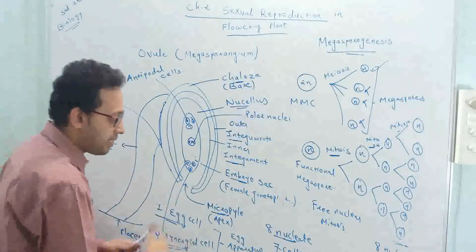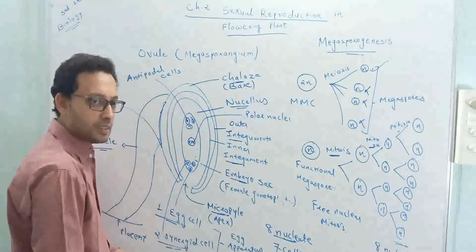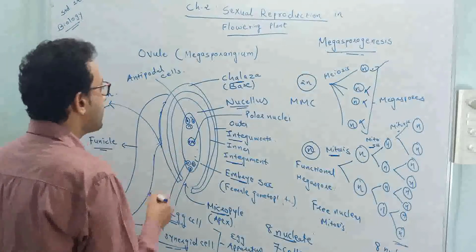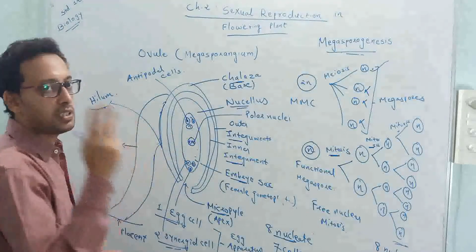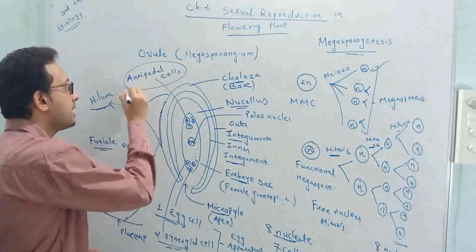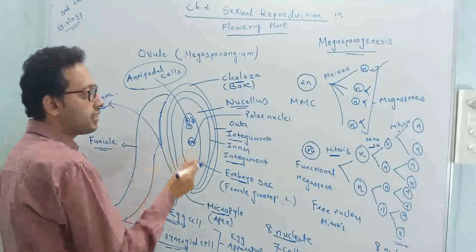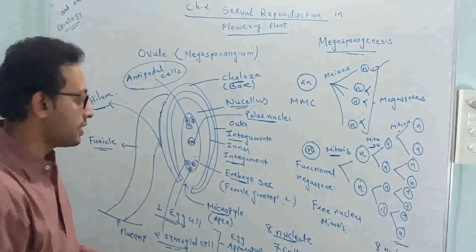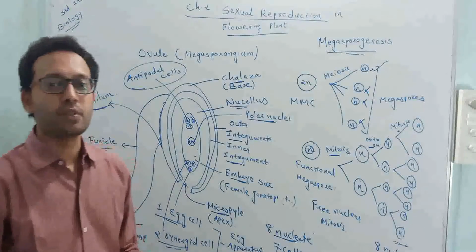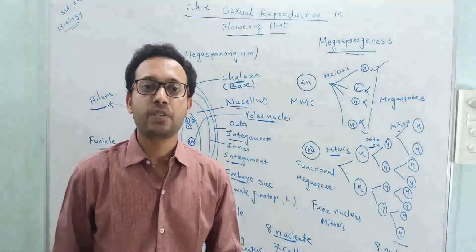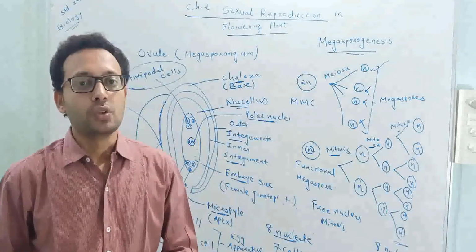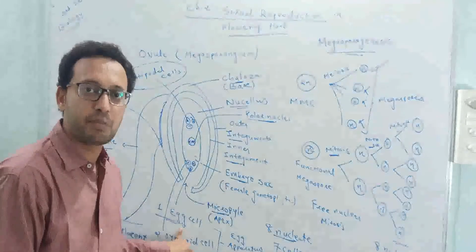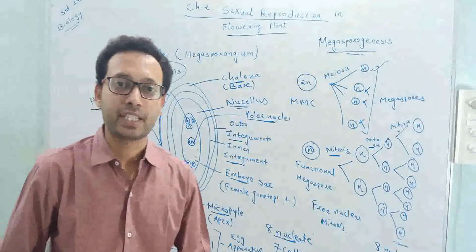I again repeat. At the micropylar end, the egg apparatus is present, containing one egg cell and 2 synergid cells. Second, at the chalazal end, 3 cells are present, all called antipodal cells. In the center, the 2 nuclei combine together and are considered the polar nuclei. Thus the formation of the embryo sac, or female gametophyte, occurs. That's all about how the female gamete, or egg cell, gets produced.